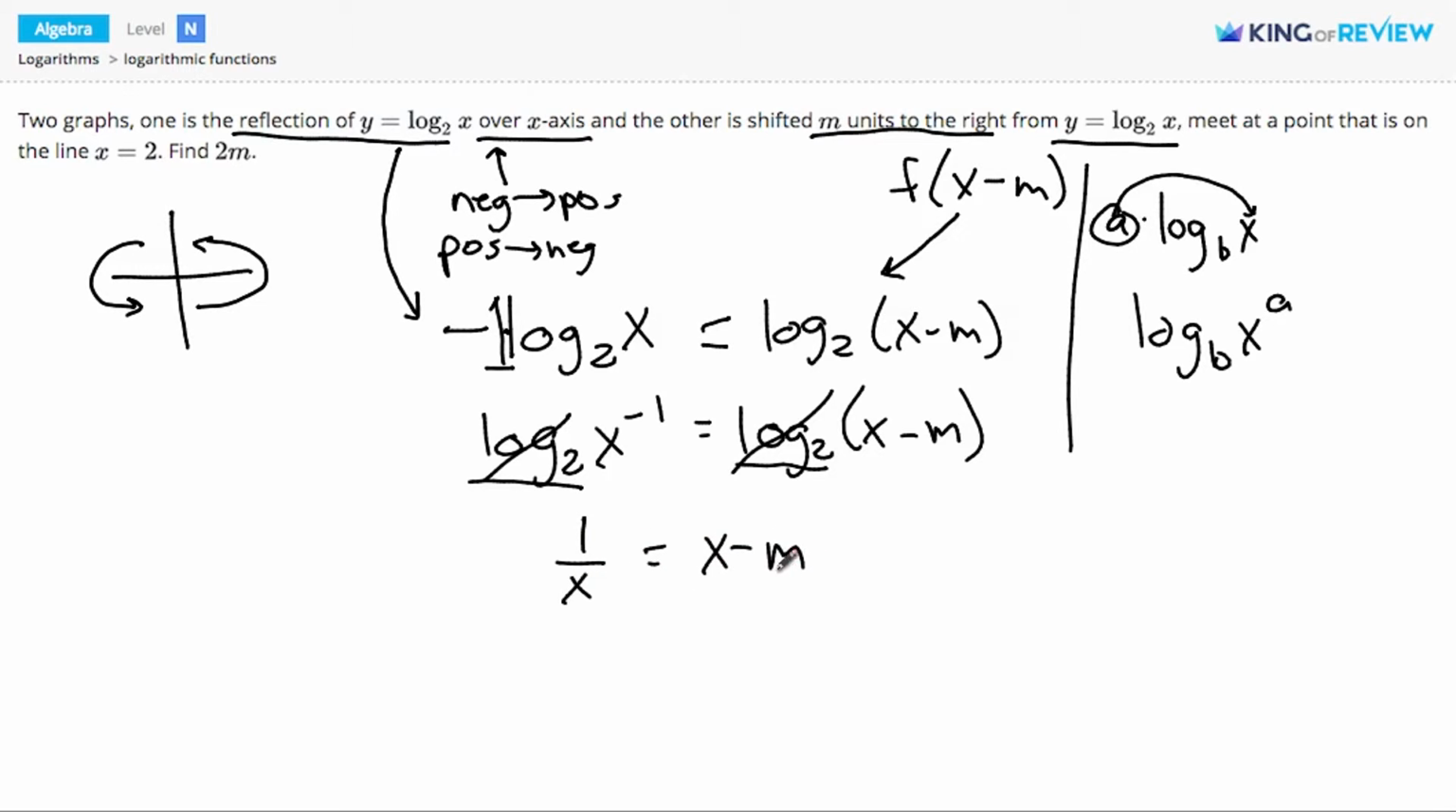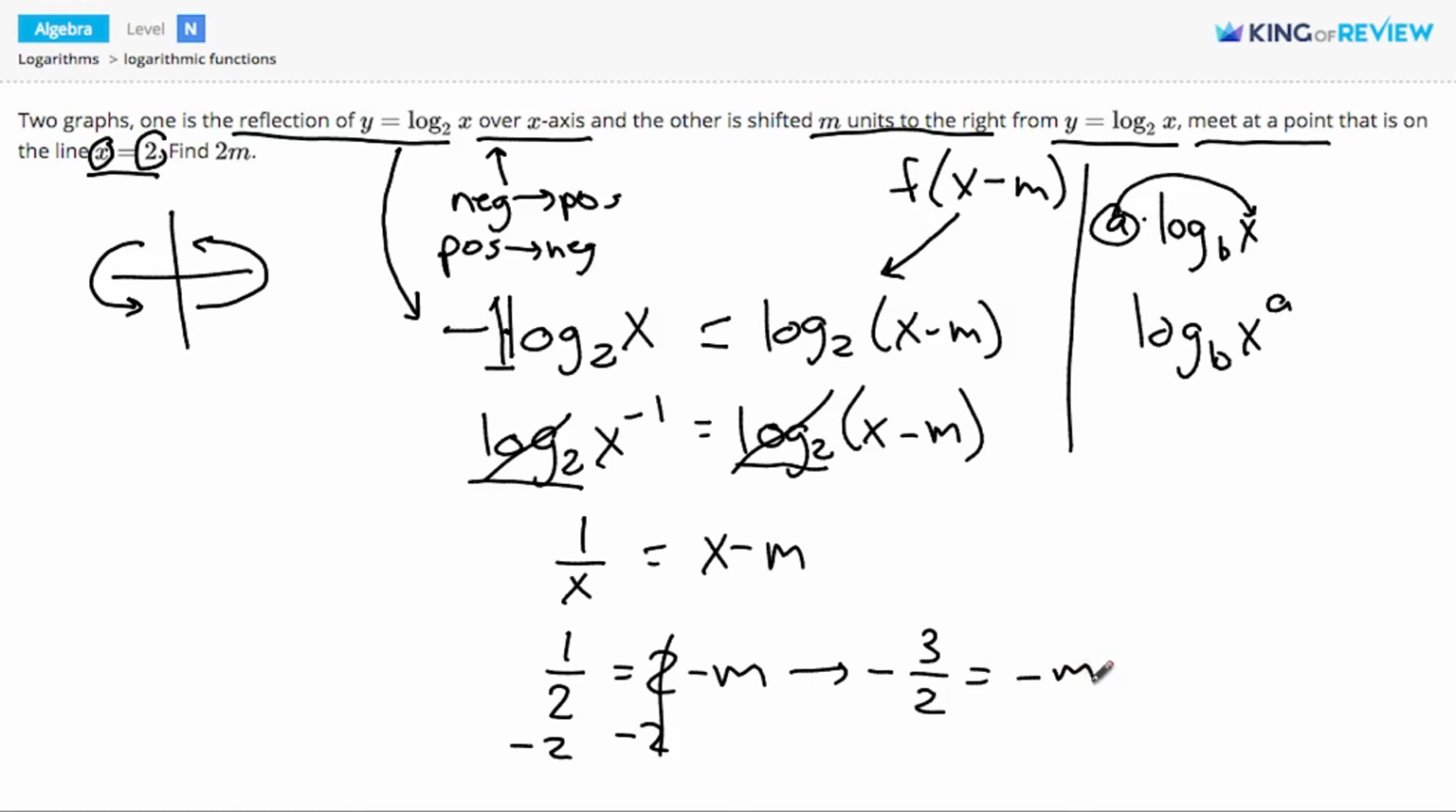Now m is what we're trying to figure out, but we know that the point where these two meet is on the line x equals 2, meaning I should be able to plug 2 in for x in my equation to find this point where they meet. So this equation turns into 1 over 2 equals 2 minus m. And now this is a simple algebra problem to solve. If we subtract 2 on both sides, we get 1/2 minus 2 is negative 3/2, and that equals negative m. If we divide both sides by negative 1 to get rid of the negative signs, we get our final answer of m equals positive 3/2.